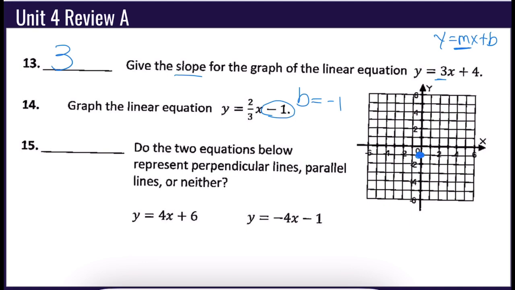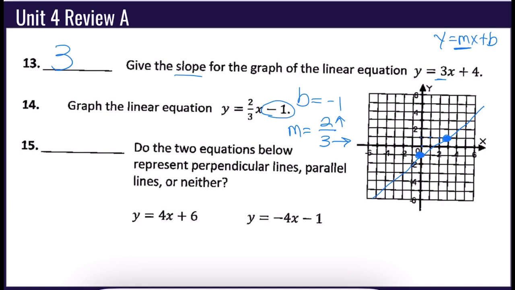Then we use our slope as a roadmap. And slope is always rise over run. How far up and down over how far left and right. So because these are both positive, we are going up 2 spaces from the -1, and then we're going to go to the right 3 spaces. So let's go up 2, and then to the right 1, 2, 3. And that will be our next point, and we just have to draw our line connecting those two.